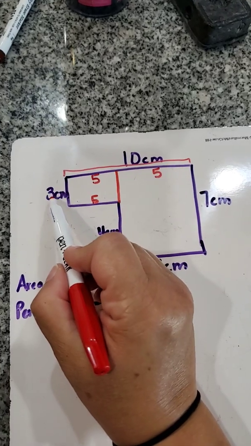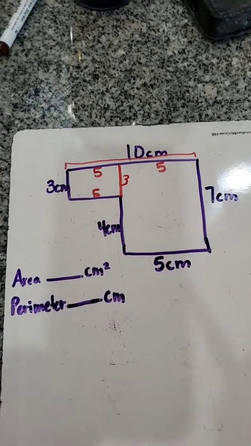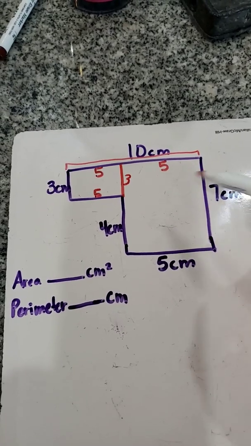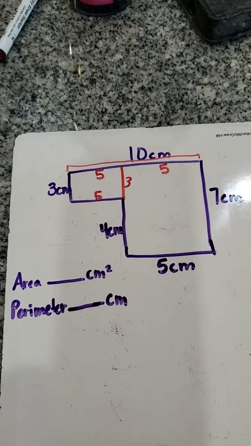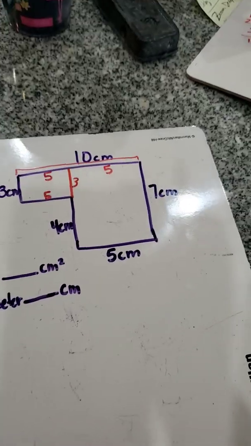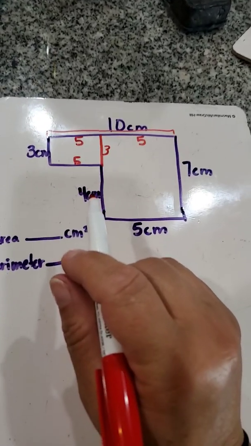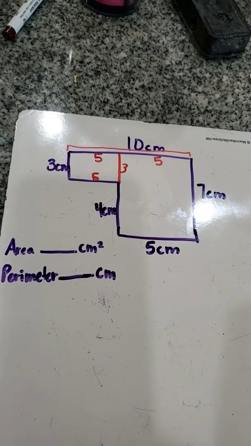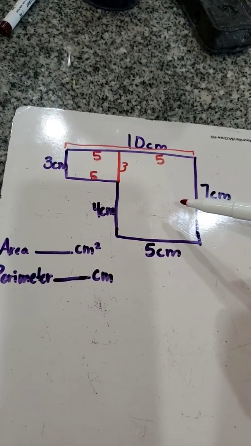And then if this side is 3, this side must be 3. And now let's look. If this side is 7, these two must also equal 7. 4 plus 3 is, in fact, 7. So we know we have all sides labeled correctly. And now we just find the area and the perimeter of both shapes. Remember, we're working with 2 shapes here. 1 shape, 2 shapes.